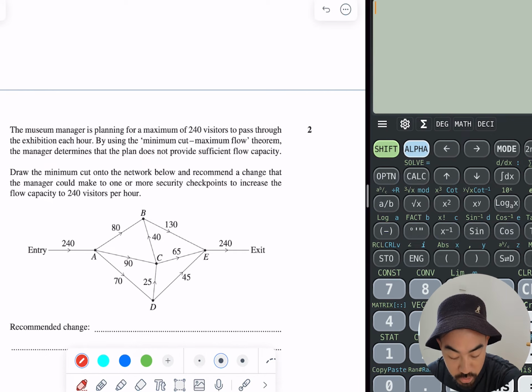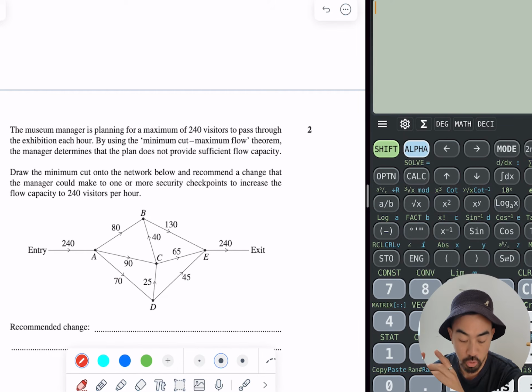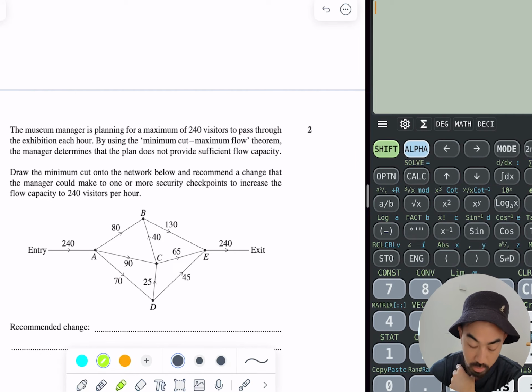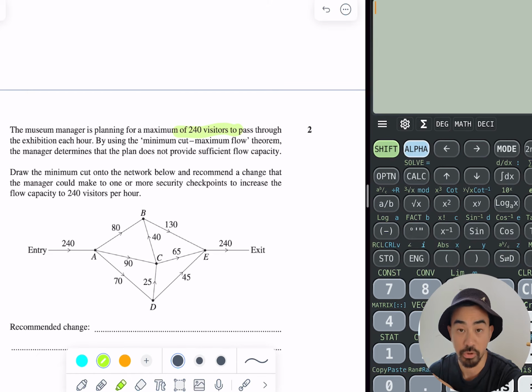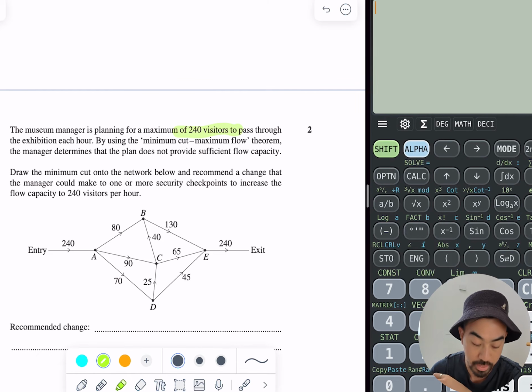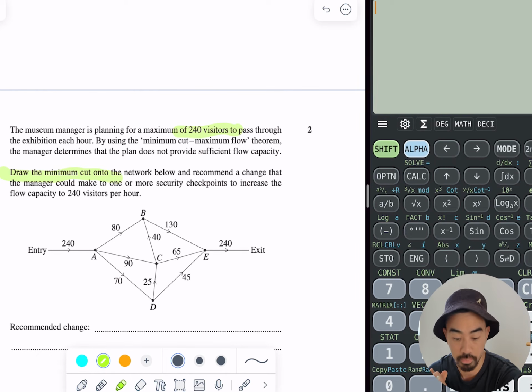The museum manager is planning for a maximum of 240 visitors to pass through the exhibition each hour. By using the minimum cut maximum flow theorem, the manager determines that the plan does not provide sufficient flow capacity. Draw the minimum cut onto the network below and recommend a change that the manager could make to one or more of the security checkpoints to increase the flow capacity to 240 visitors per hour. Okay, so there's a bit there. What they're telling us is they want the max flow to be 240, but currently it's not. And we need to prove that by drawing the minimum cut.